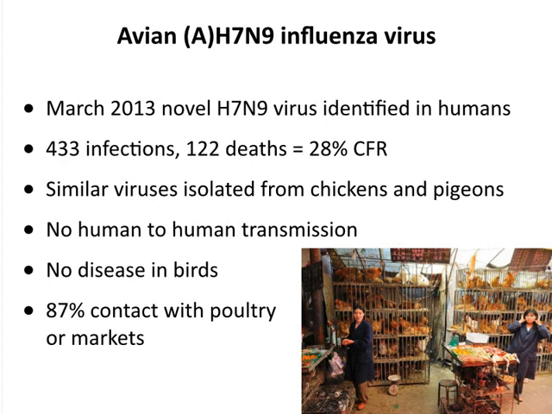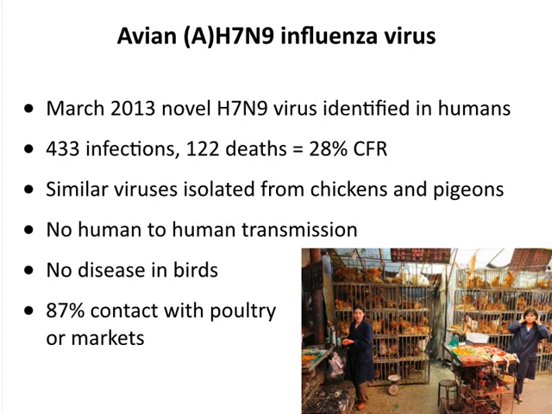So now avian influenza is back in the news. There's currently an outbreak of an H5N1 virus, largely in China. There have been 433 infections, 122 deaths, a 28% case fatality ratio. These viruses have been isolated from chickens and pigeons. There's no human-to-human transmission. And the problem here is that they're not highly pathogenic, so you can't tell when they're circulating in birds. If you have a highly pathogenic strain, the birds die off and you know that the virus is present, but here it's much more difficult.